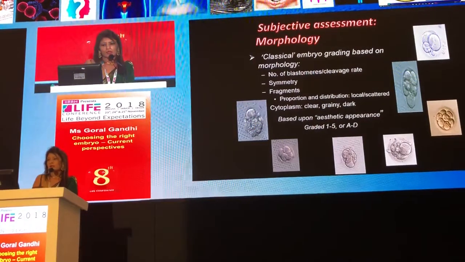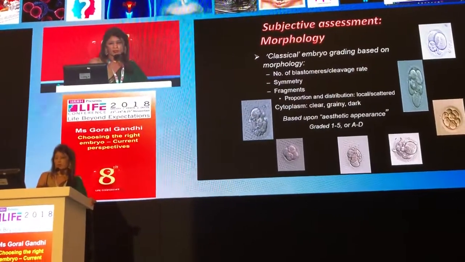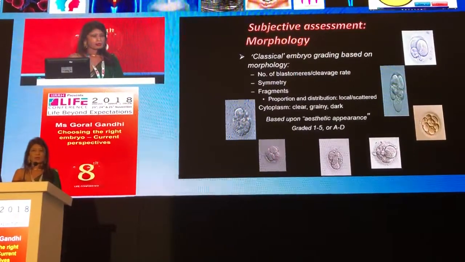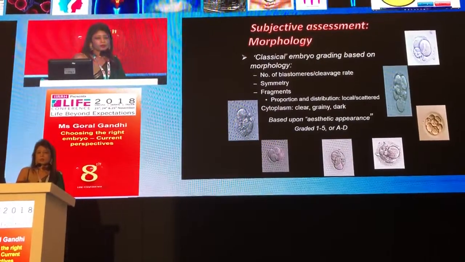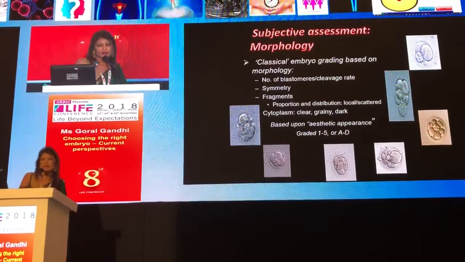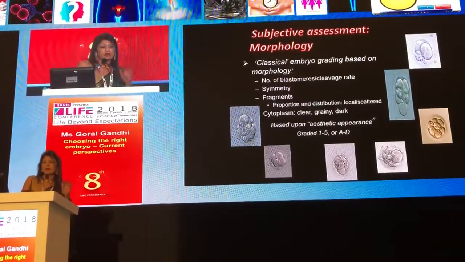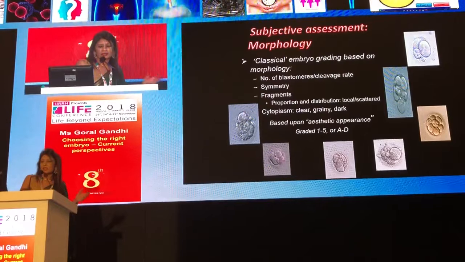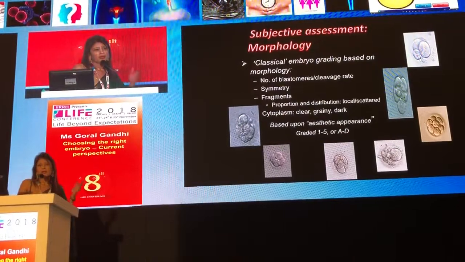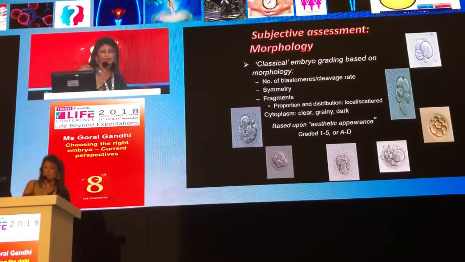This subjective assessment of morphology is mainly based on the number of blastomeres, the cleavage rate, the symmetry of the blastomeres, the fragmentation, the proportion and distribution of the fragments, whether they are local or scattered, and the cytoplasm, whether it is clear, grainy, or dark. So basically, these are all aesthetic criteria. The morphological grading is based essentially on the aesthetic appearance of the embryo, and looking at all these characteristics, we grade our embryos A, B, C, or D, and we select the best possible, good-looking embryo for transfer.